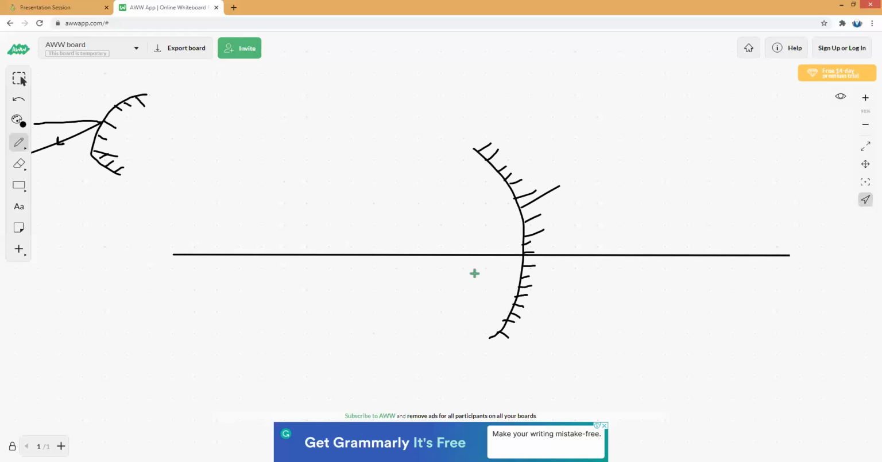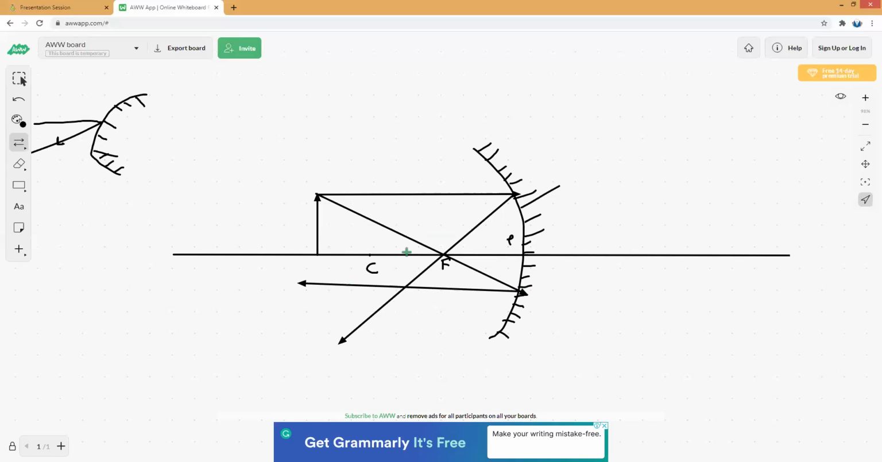Okay, so let's just name the stuff now. This is the pole, let this be F, the focus, and let this be the center of curvature. Let the object be over here. You can clearly see that the object is beyond C, because C is over here and the object is beyond it. Now, same thing: the ray parallel to the principal axis passes through the focus, and the other passes through the focus and goes parallel. So the image is formed over here.